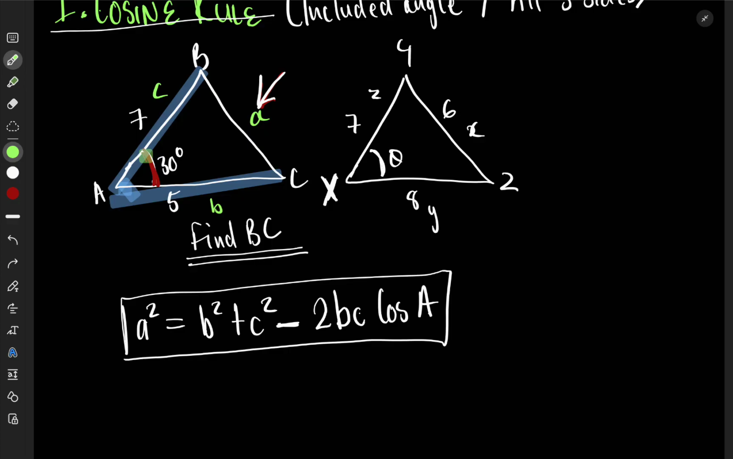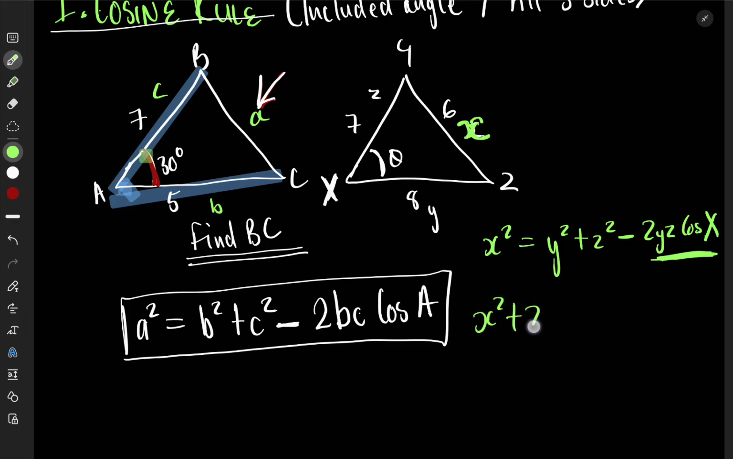Now, how do we get it? All you're going to do is use the letter opposite that angle. So that's small x. So we're going to say x squared is equal to the other 2, which are y and z. So y squared plus z squared, then minus 2yz cos capital X. Since we're looking for capital X, we take this whole thing, 2yz cos x, which is written together, to the other side to make it positive. So it's going to be x squared plus 2yz cos x is equal to y squared plus z squared.